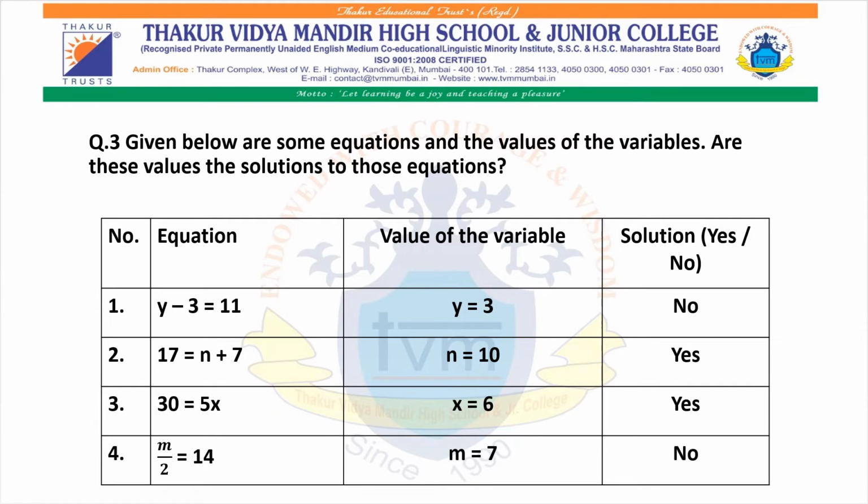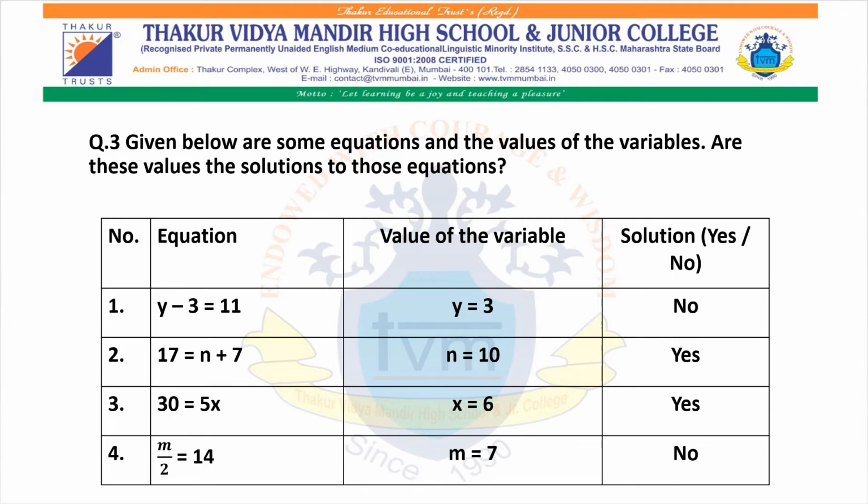Second, 17 is equal to n plus 7. n is equal to 10. Instead of n, we will put 10. So 10 plus 7, we are going to get 17. So n is equal to 10 is the solution of the equation. Third, 30 is equal to 5x. Instead of x, we will put 6. 5 sixes are 30. So x is equal to 6 is the solution of the equation.